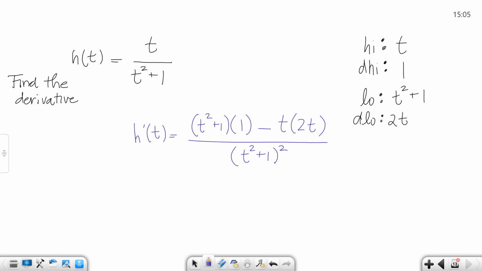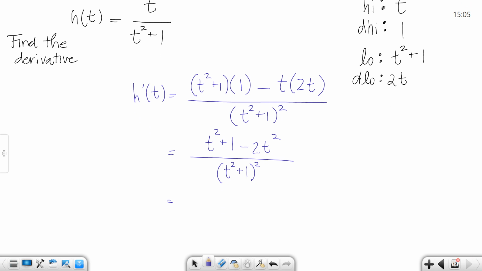Okay, so this one's not too bad. When I'm simplifying, I'm just going to distribute 1, and of course that would just give me t squared plus 1 over here on the left. T times 2t would give me a negative 2t squared, and that's over t squared plus 1 squared, and it is commonplace to leave that in the squared format. You don't have to FOIL that out.